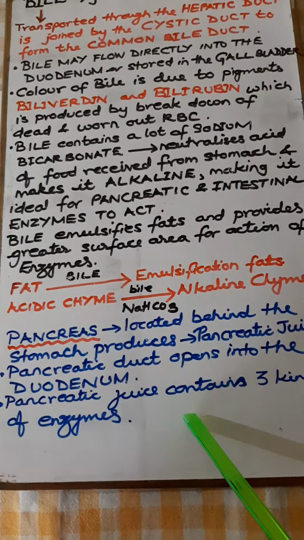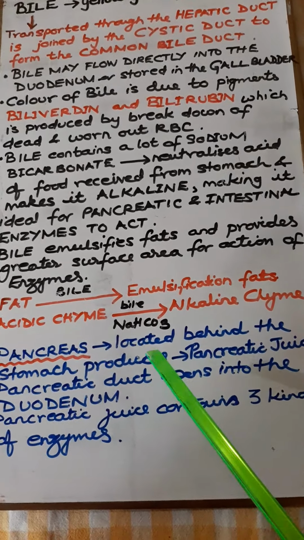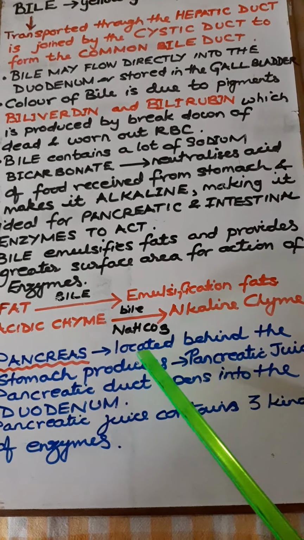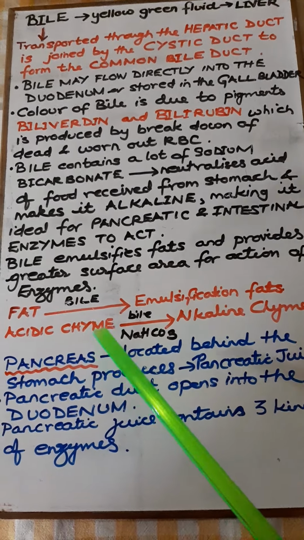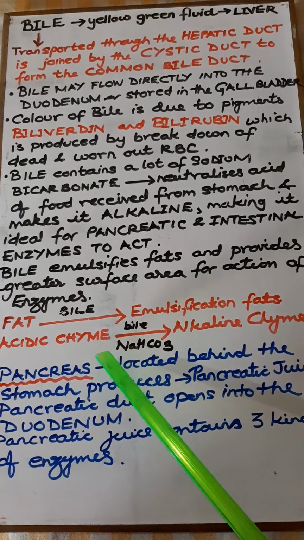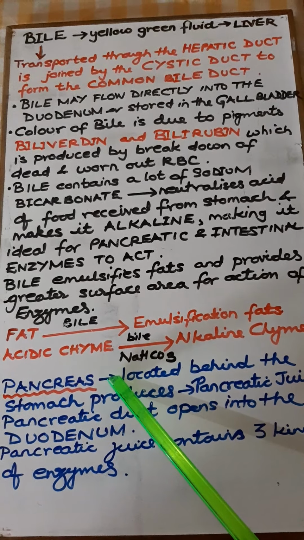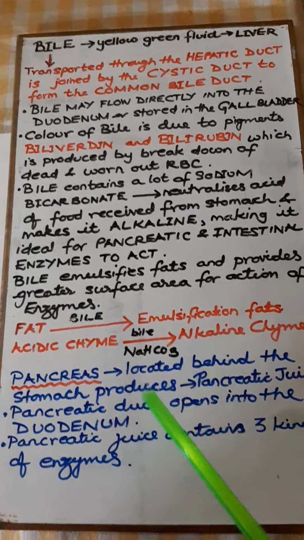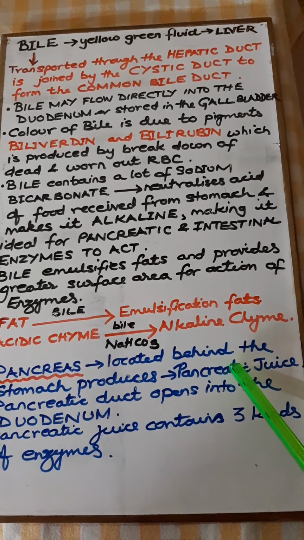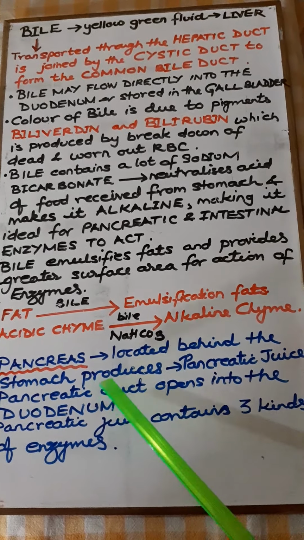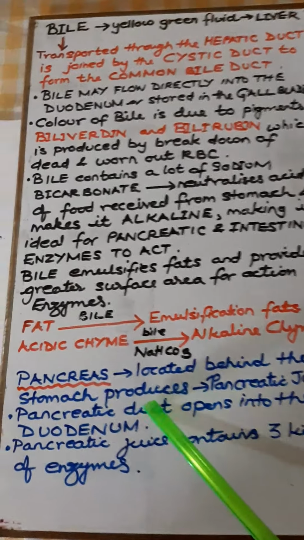The pancreas, located behind the stomach. We are going into the next organ, the next gland of the digestive system. The pancreas, it is located behind the stomach, produces pancreatic juice. The pancreatic duct opens into the duodenum.